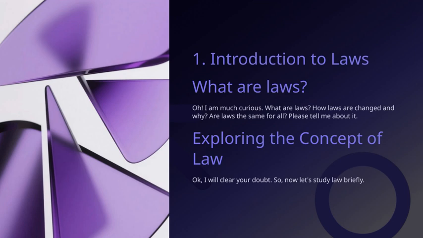So, how are laws changed? Usually through a legal process involving lawmakers, debates, and approvals. It's a way for society to adapt and improve. And are laws the same for everyone? Not always. Some laws may differ depending on the place, age, or specific situations, but the goal is always fairness and order. Now, to understand all this better, let's explore the concept of law more deeply. I'll help clear up any doubts, so let's move forward and study law briefly but clearly.